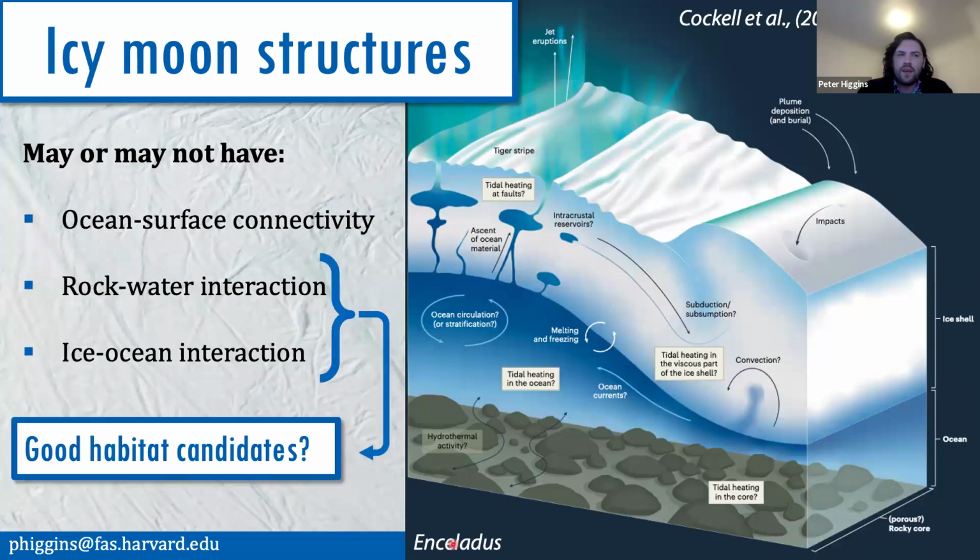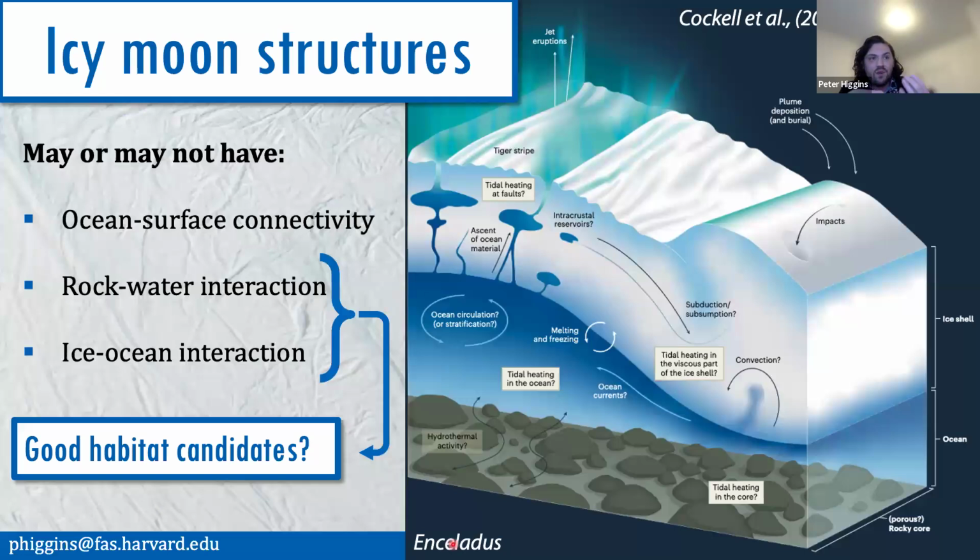And so finally, we can ask ourselves whether these are really good habitat candidates. And for Enceladus in particular, we think that these might be, because it does have some degree of each of these things I just outlined. And we have much more data to back up what's going on at Enceladus from the Cassini mission. So we're going to come back to Enceladus several times through the talk as a case study going forward.